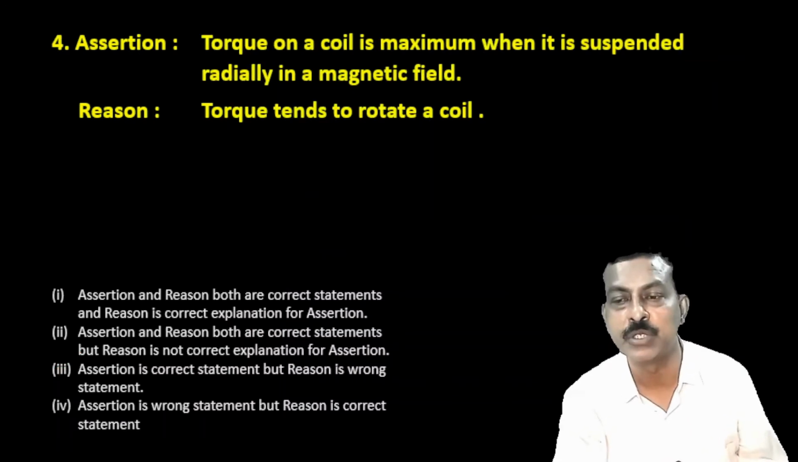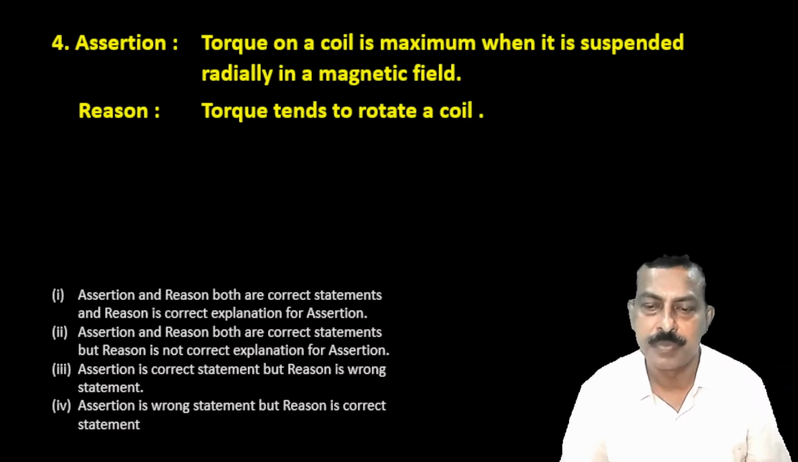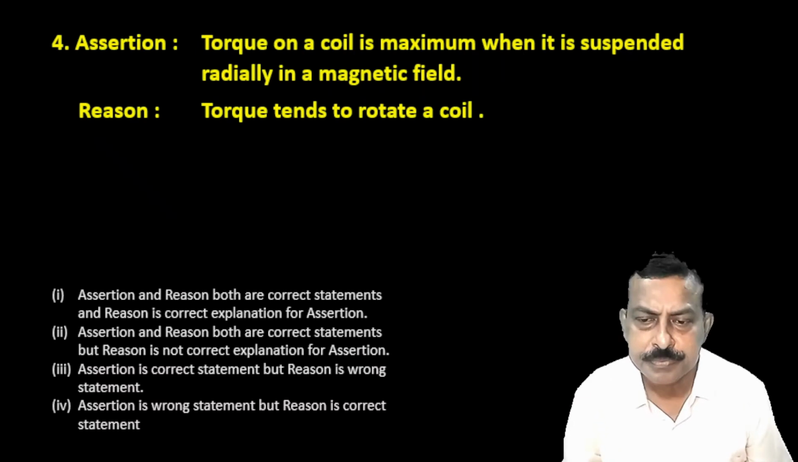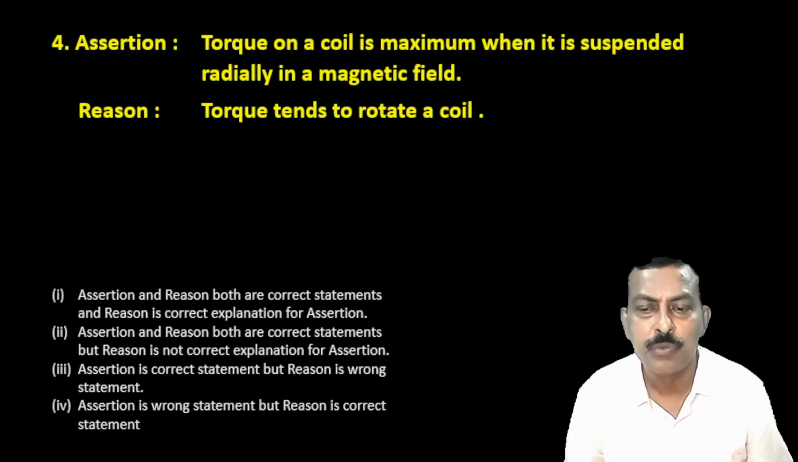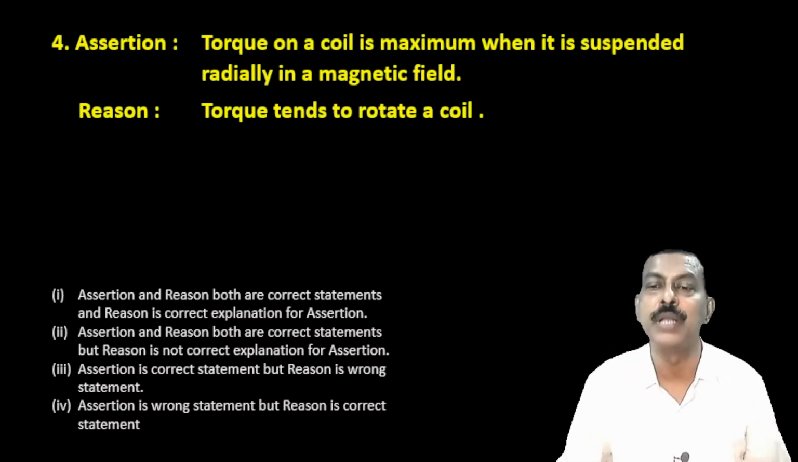Let's take next question. Again, the options are same. Assertion is correct, reason is false, that is the third one. Fourth one is assertion false, reason true, that is the fourth one.